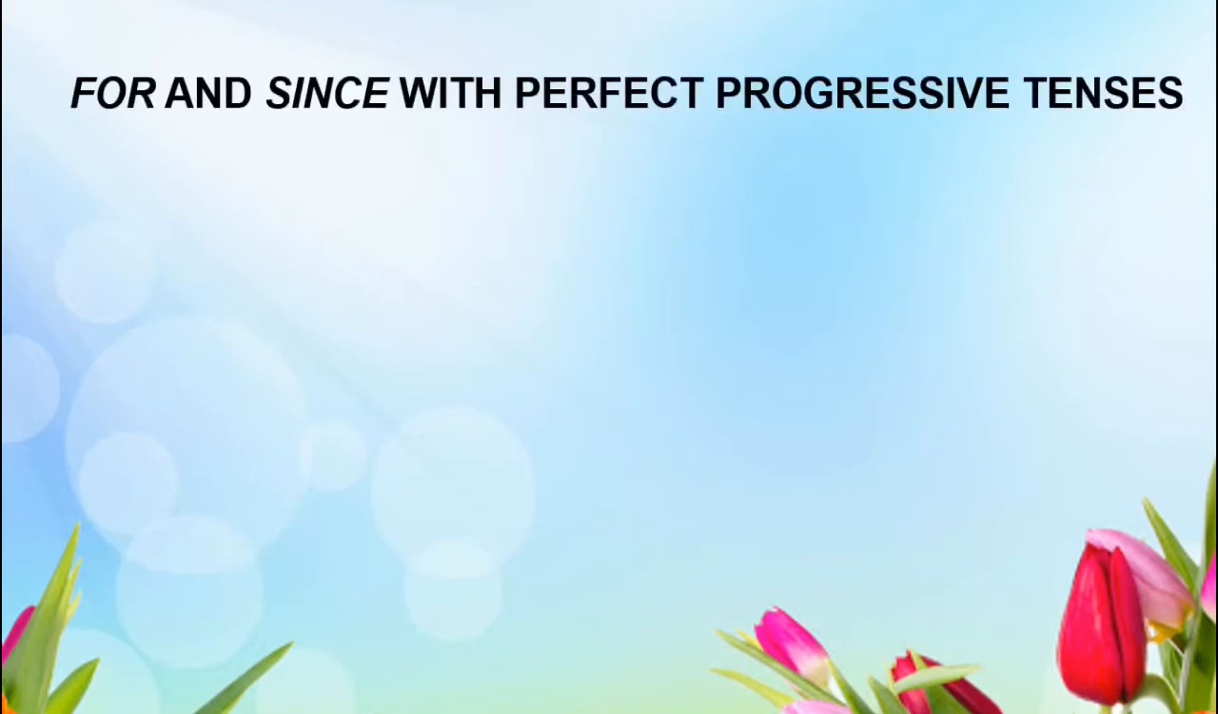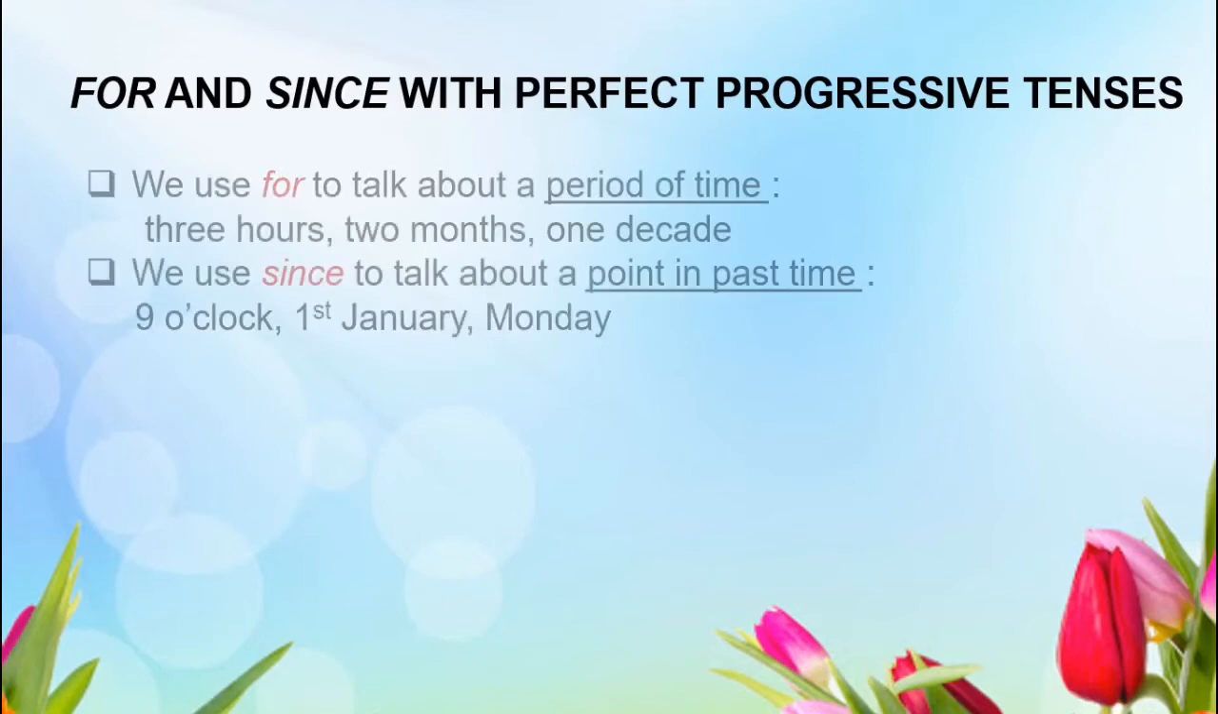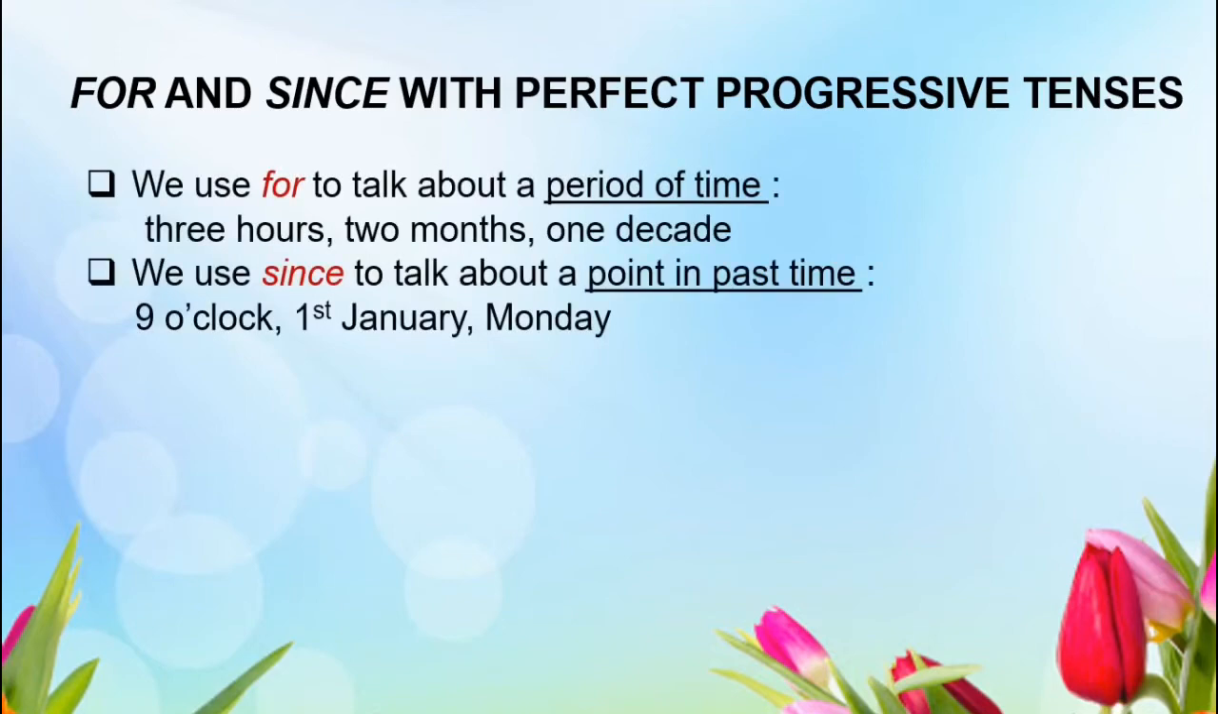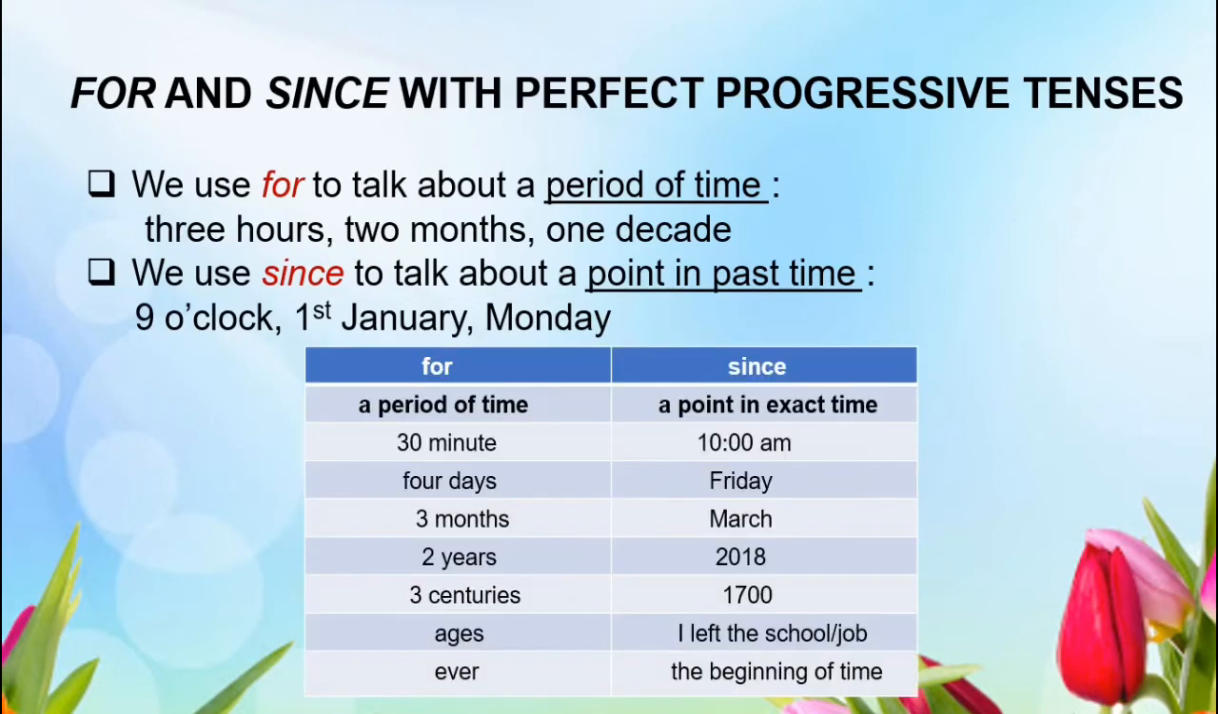Students, let's now see how to use for and since with the perfect progressive tenses. We use for to talk about a period of time. For example, for 3 hours, for 2 months, for 1 decade, for a century, etc. And we use since to talk about a point in past time. For example, since 9 o'clock, since 1st January, or since Monday, etc. Let's now see a few examples.